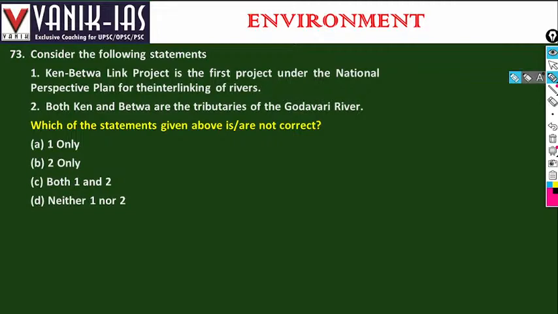Both Ken and Betwa are the tributaries of Godavari river. Which of the following statements are not correct? Ken Betwa river linking project is the first project under the national perspective plan. Yes, this is right. The Ken river is in Panna district of Madhya Pradesh.